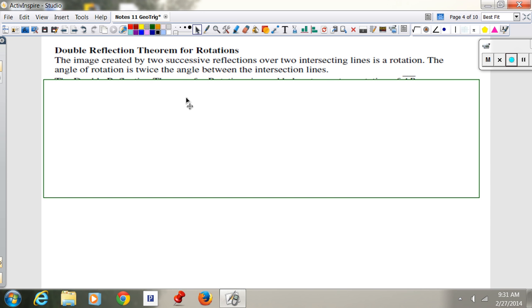So if you do two reflections in a row over two intersecting lines, you're actually doing what we call a rotation instead of two reflections. I mean, you could call it two reflections or you could call it a rotation. The angle of rotation is twice the angle between the intersecting lines. Now I'm going to show you an example of it here in a second. I want to give you a chance to get that down.